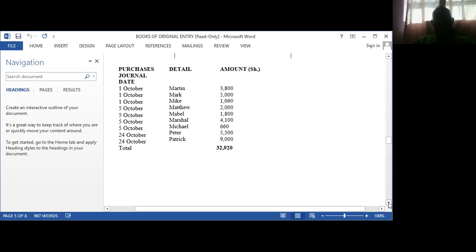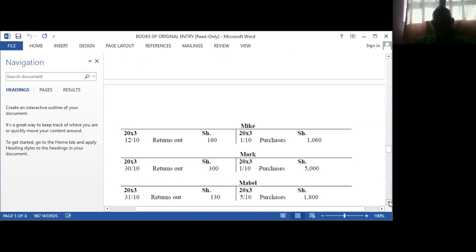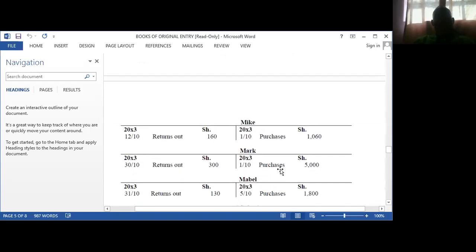When you record this, remember that for purchases, these people are the creditors because they demand money from us. That's why they are going to be prepared like this. You'll find that they are going to be credited by purchases. All of them are going to be credited.